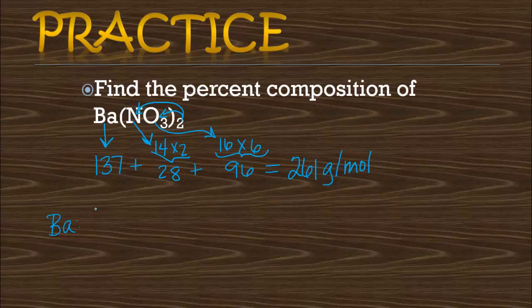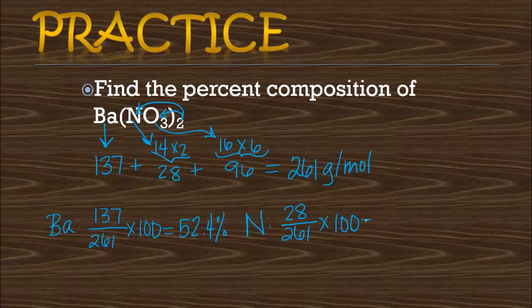So now to find the percent composition, we're going to take each element individually. For Ba, I would take 137 over 261, multiply it by 100, so I get about 52.4%. Then I'm going to break up NO3, because I want to find the percent composition. We take N individually as 28 over 261 times 100, and we get about 10.7%. And finally, for oxygen, we would get 96 over 261, multiply it by 100, and we get about 36.8%.